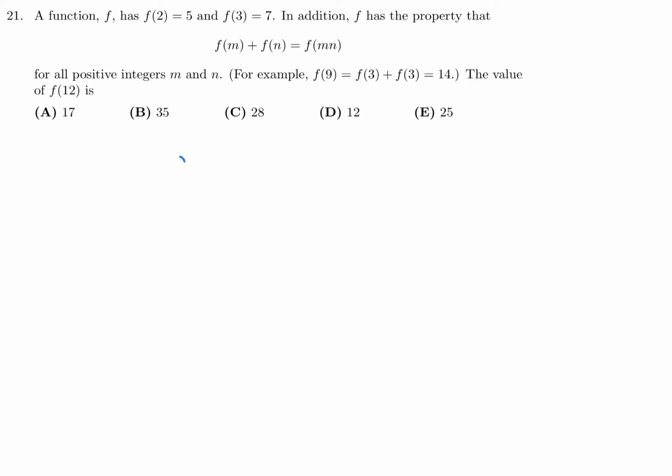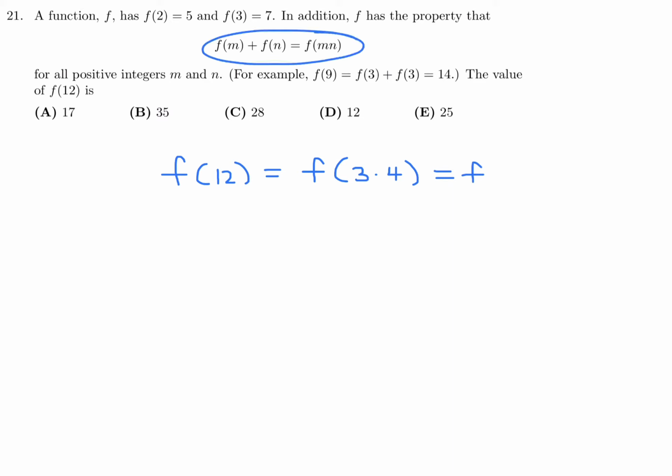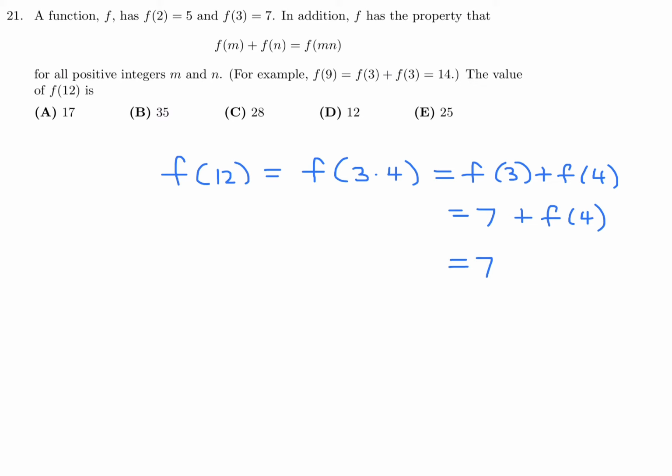The value of f(12)? f(12) is equal to f(3 times 4). That's what 12 is. So that can be broken up with this property to f(3) + f(4). And f(3), we know, that's 7. But we don't know f(4) yet, so we've got to use this property once more. f(4), well, 4 is 2 times 2. So f(2 times 2), using that property, would be f(2) + f(2).